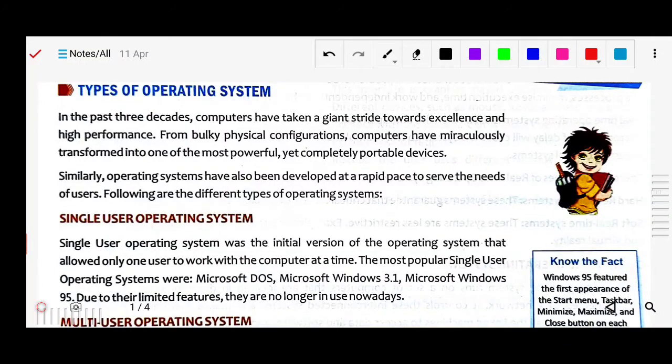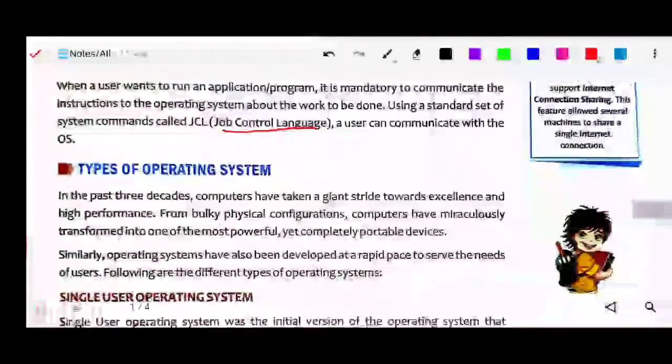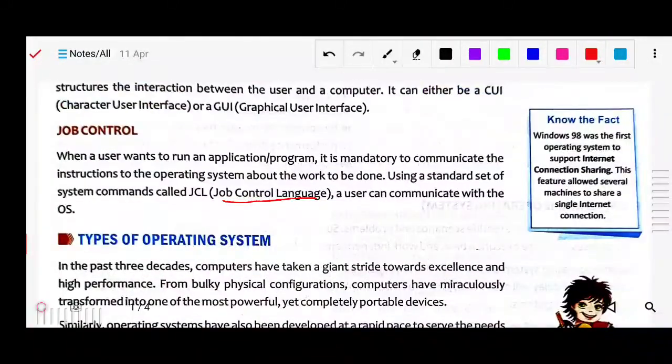Okay, and here you can see, first, one more thing you should know. Windows 98 was the first operating system to support internet connection sharing. This feature allowed several machines to share a single internet connection. So it started from Windows 98. Got it?